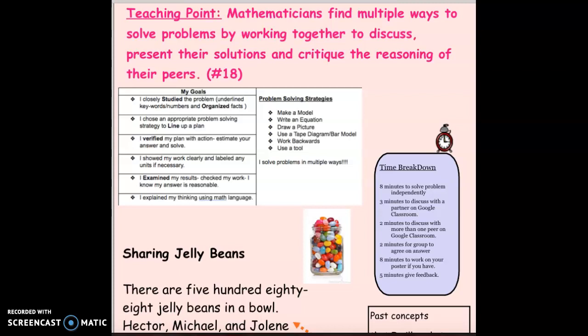So as you're doing this, you want to make certain that you have the goal of solve in mind. And when we're using solve, we are studying and organizing the facts. We're lining up a plan. We're verifying a plan with action. And then we're making certain that we are clearly labeling any units if necessary. Additionally, we want to examine our work. So we're checking our work to make certain that our answer makes sense. Lastly, we want to make certain that we're using mathematical language to explain our answer in words.